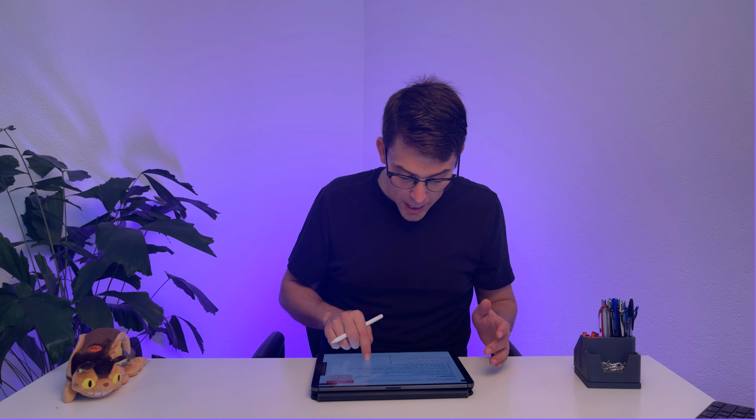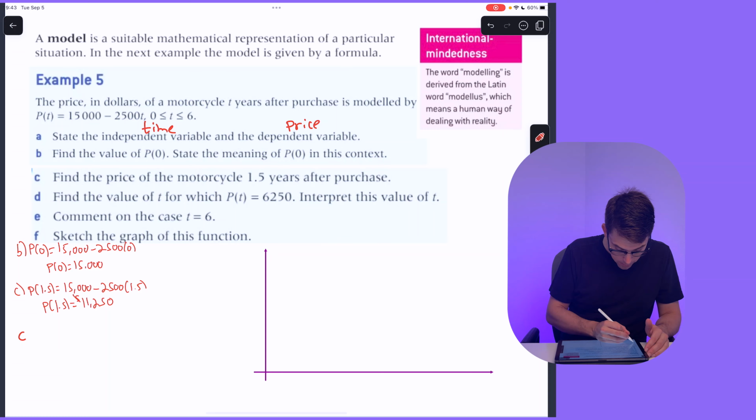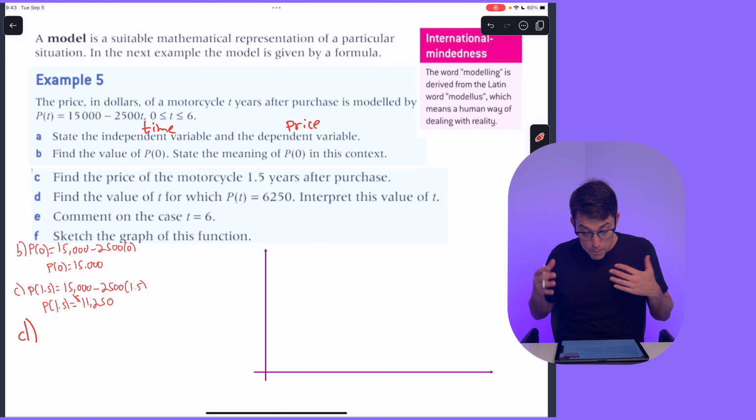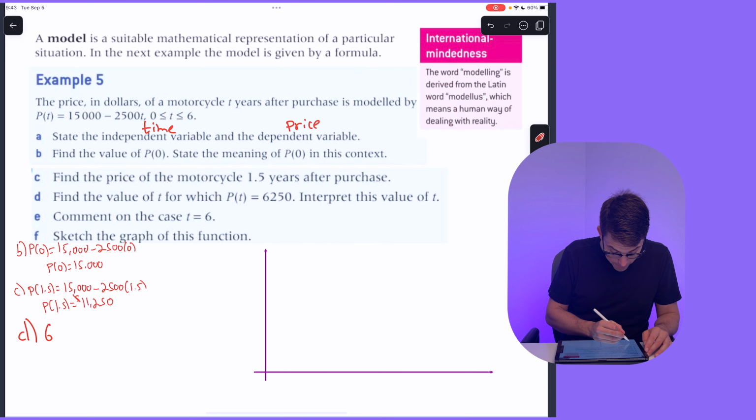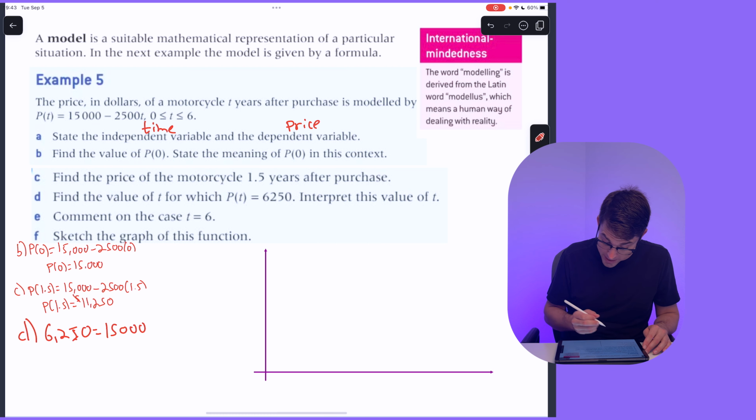I want to know how much time it's going to take to get there. In this case, P of t is going to be 6,250. So I'm going to have 6,250, my P of t, and that is going to equal my equation, which in this case is 15,000 minus 2,500 t.